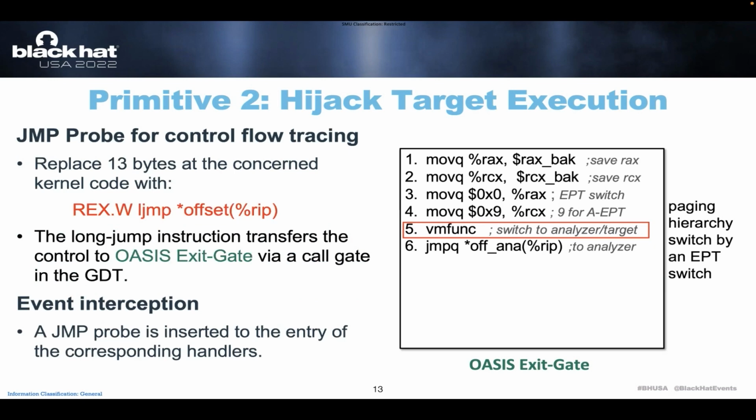We also have this JMP probe, mainly for control flow and tracing. That can replace certain bytes that allow you to jump to this exit gate. We can also allow you to do this event interception, so you can catch kernel page faults and interrupt handlers to do the analysis.